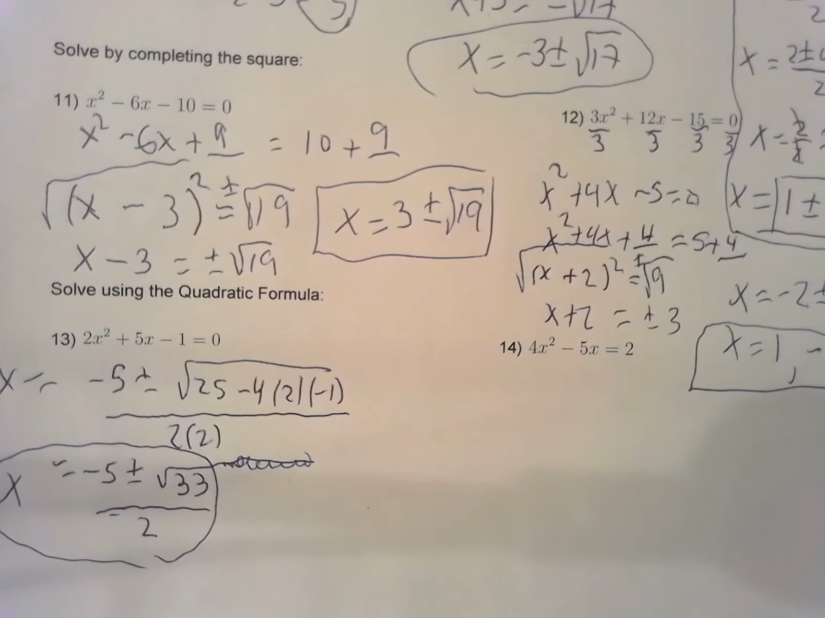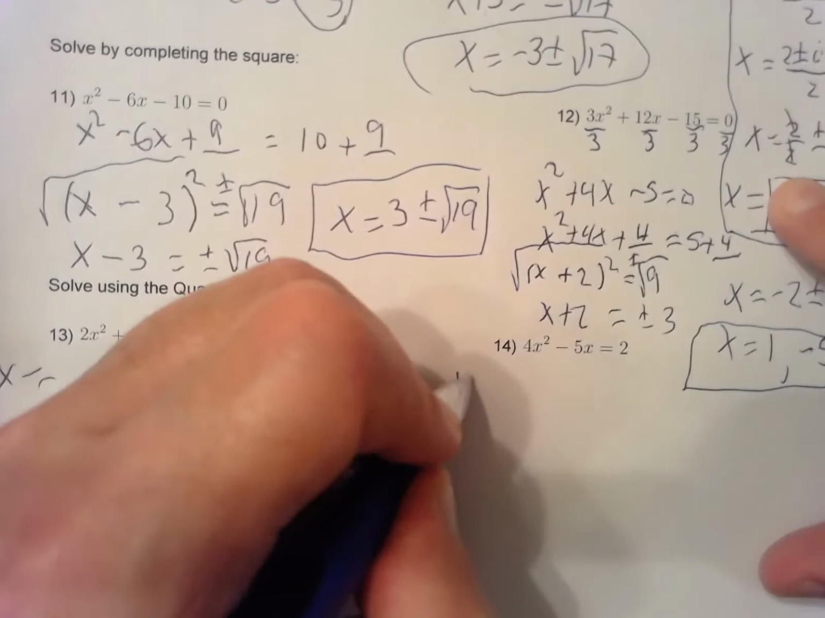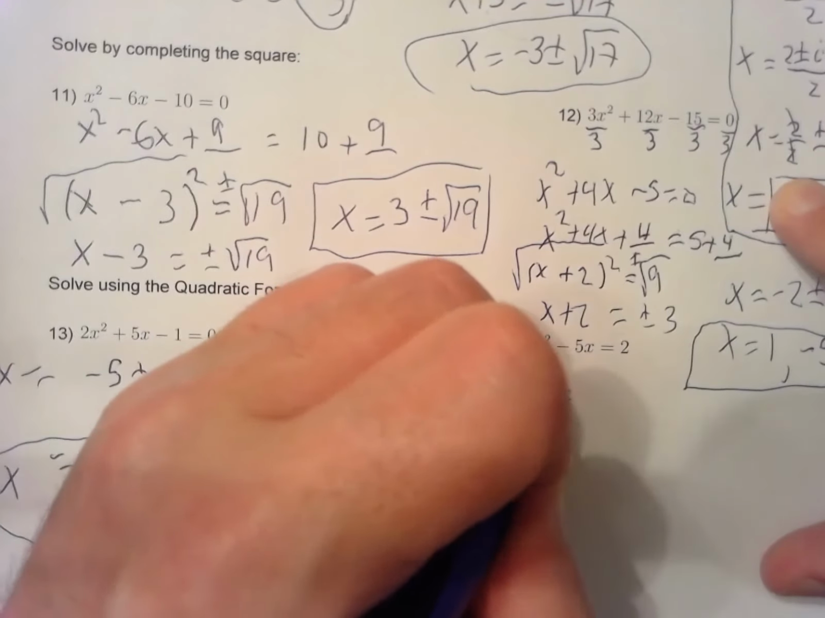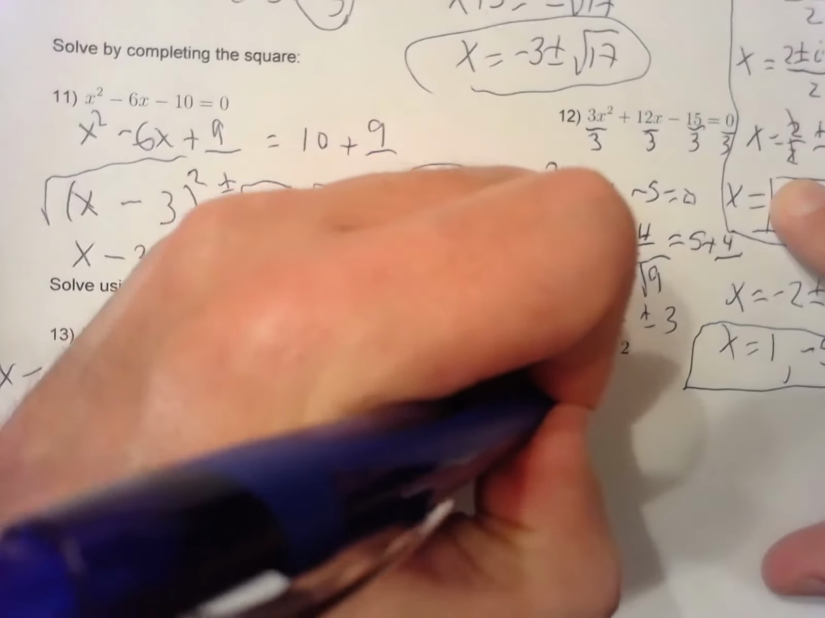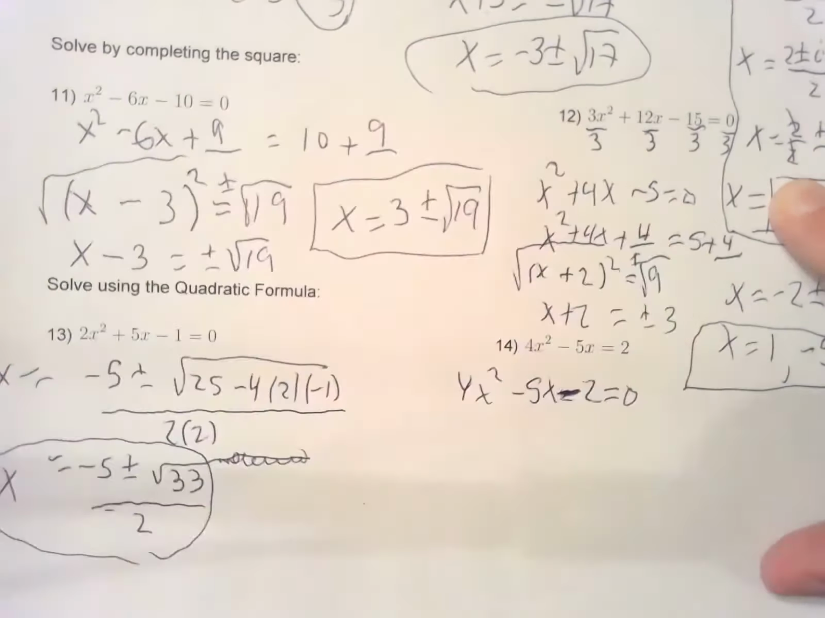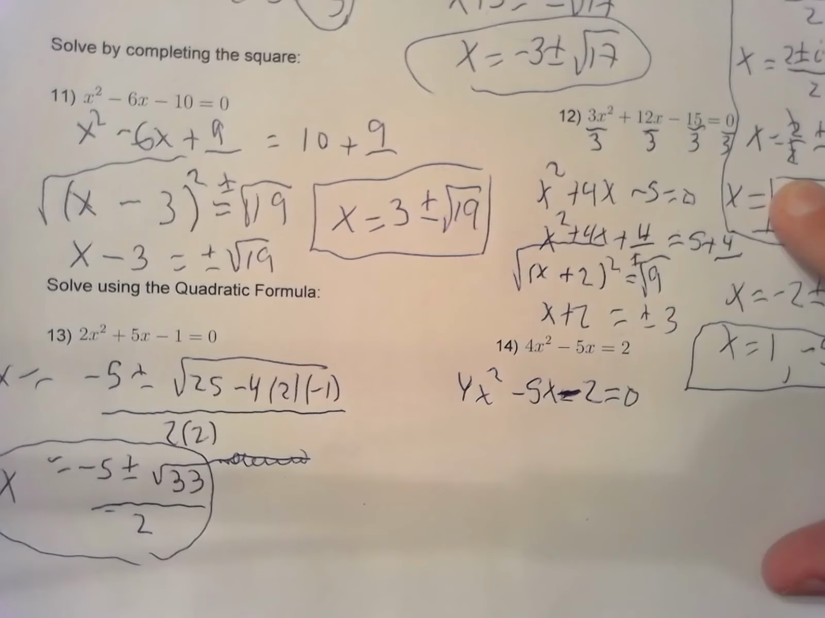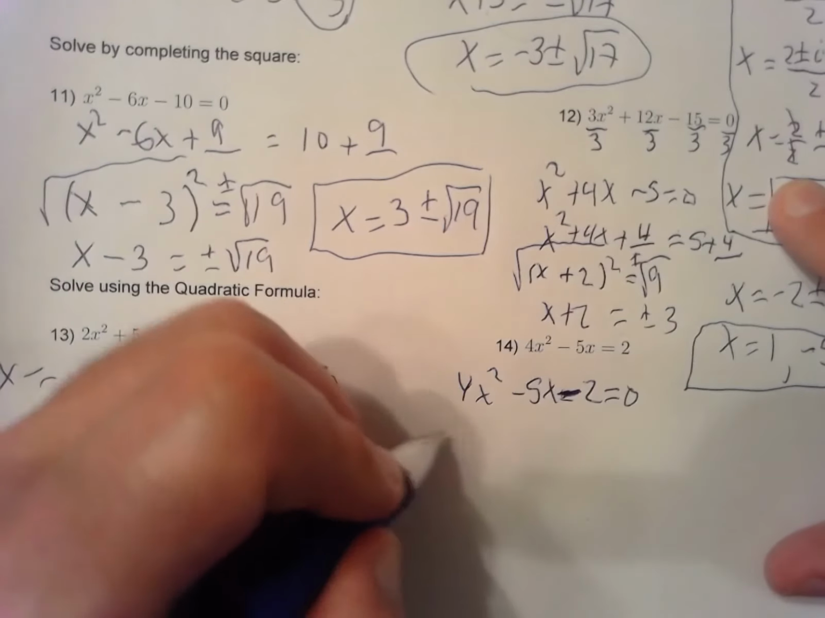Okay, this guy, our last one. If I'm going to use quadratic formula, I have to be in standard form. I have to move this 2 to the other side first. Minus 2. If you don't have equal 0, you can't use quadratic formula. You have to be in standard form.